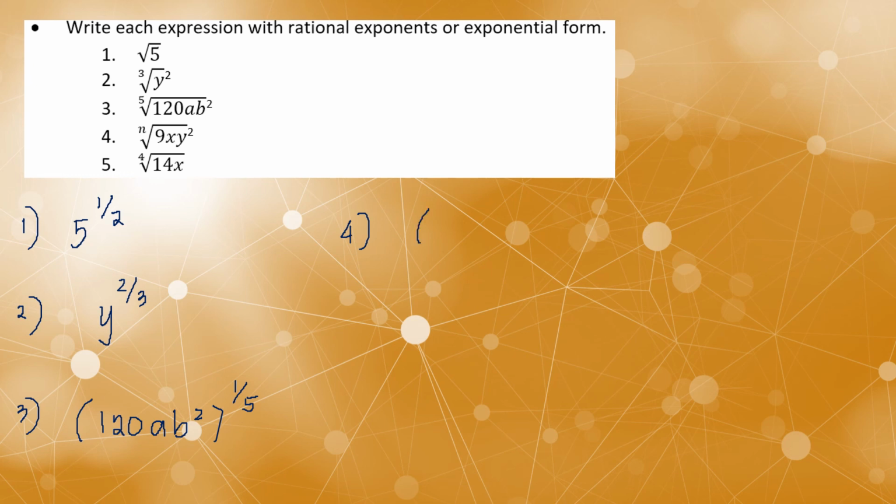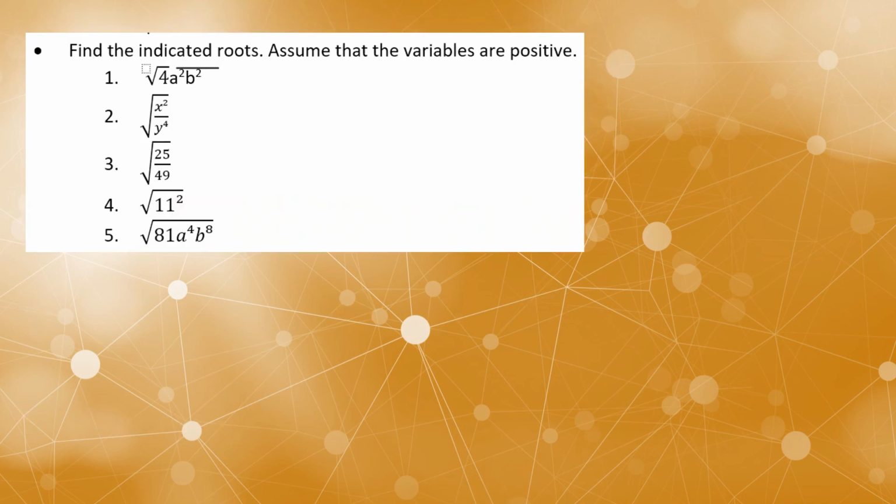Number 4. So we have the nth root of 9xy squared. So that is 9xy squared raised to 1/n. Number 5. We have the fourth root of 14x. In exponential form, that is 14x quantity raised to 1/4. So that is how we write expressions from radical form to exponential form.